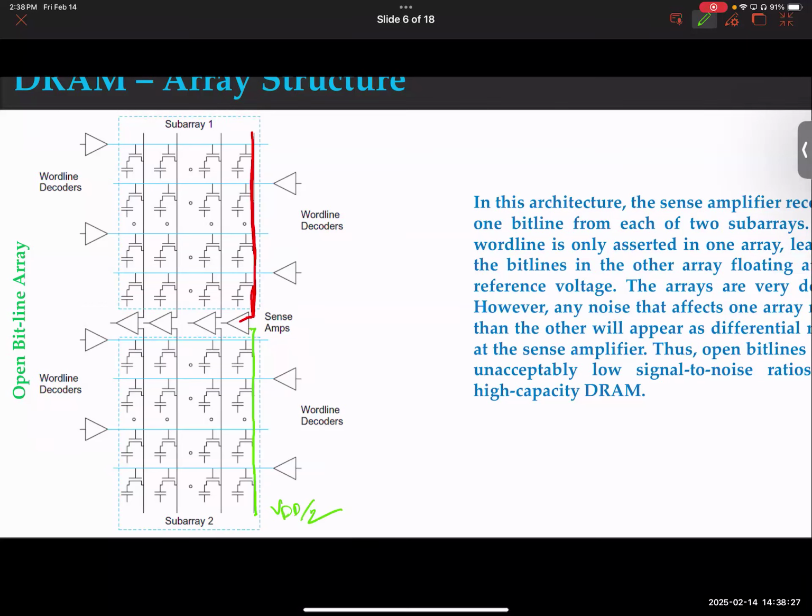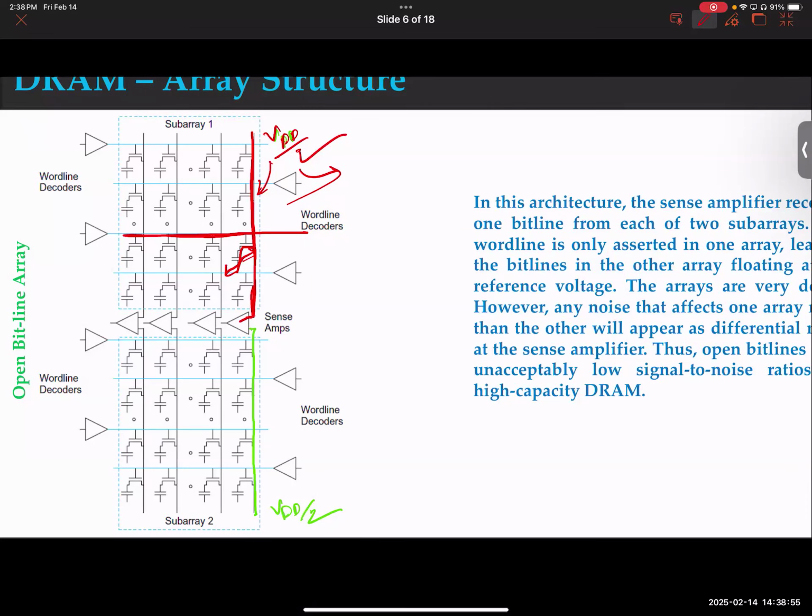How do you make sure? By the way, this is also precharged to VDD over 2, don't you think? During read operation, we always precharge it to VDD over 2. But this bit line can change. It could go down or go up from VDD over 2 because you're reading it. Still with me? Because you have activated the word line as well. And that means now this bit line can charge or discharge.